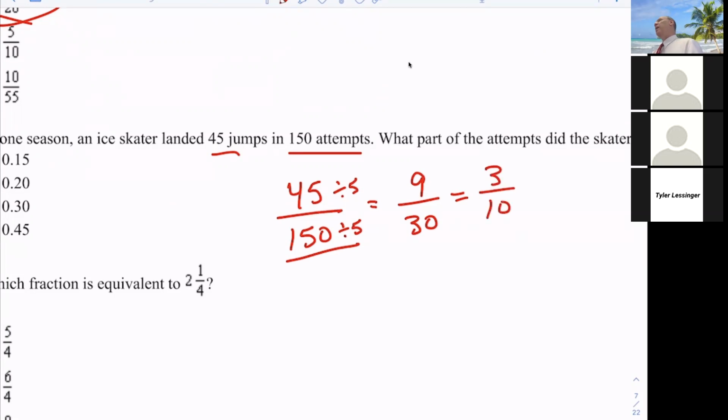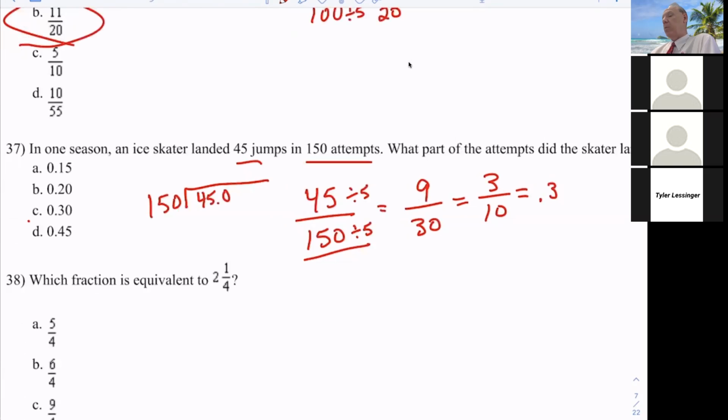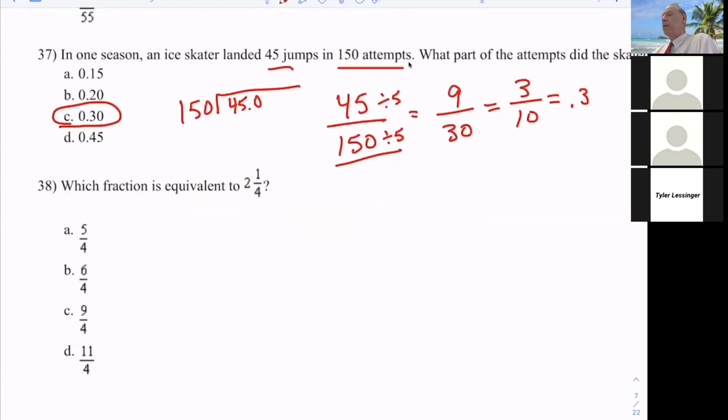3/10. Okay, now you see why I reduced the fraction. I don't want to divide 150 this way. Is everybody with me? I'd much rather reduce the fraction and then say, of course, 3/10 is the same as what decimal? Yes, 0.3. All right, which is in fact C. Shh, boys. Anybody have any questions with that? All right, 38.